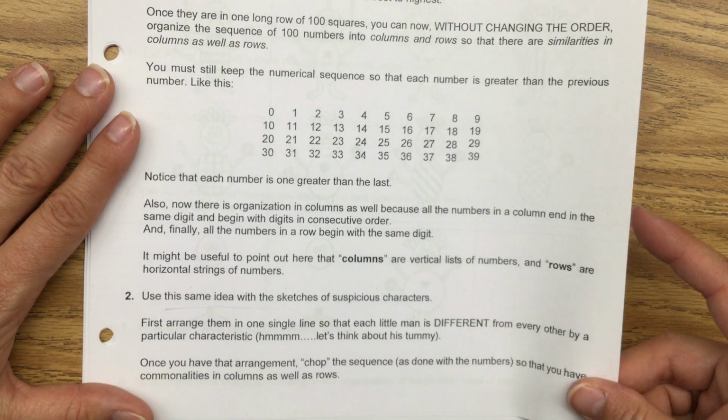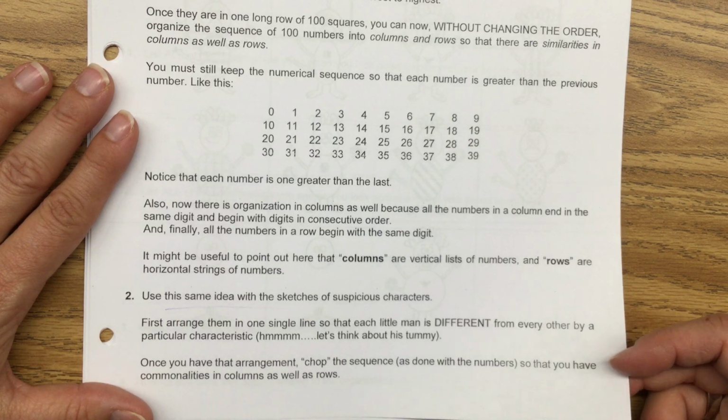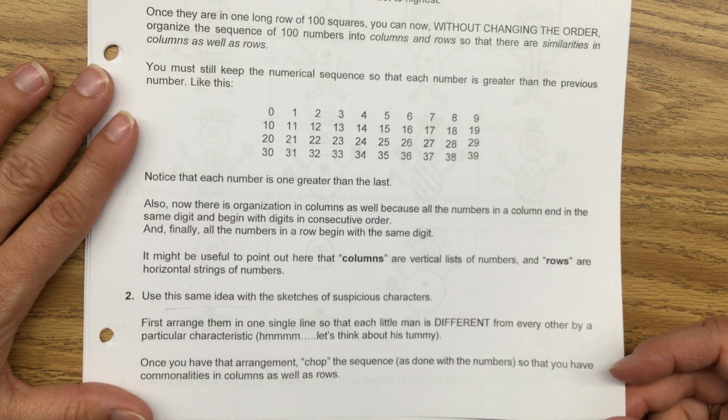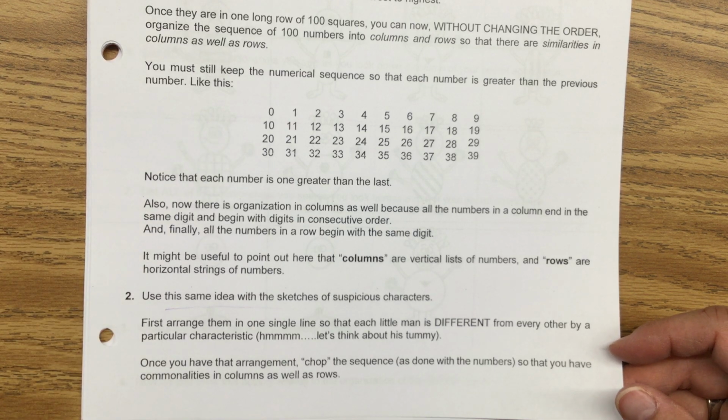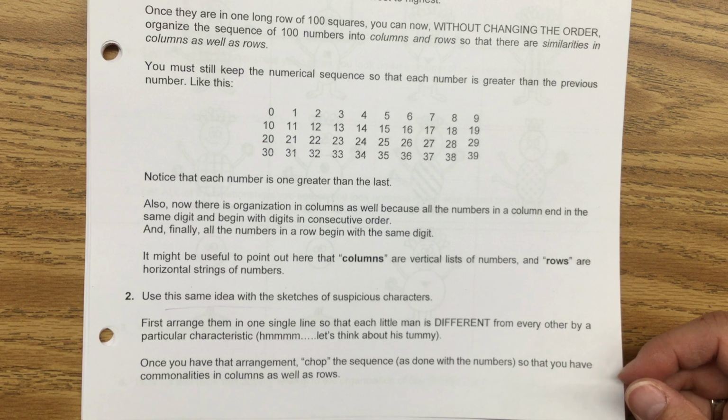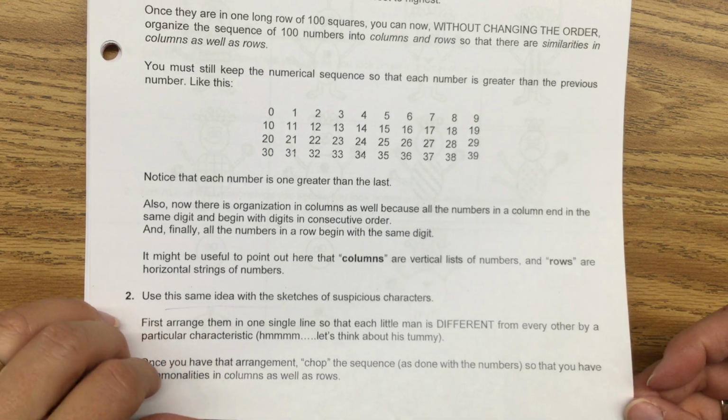First, arrange them in one single line so that each little man is different from every other by a particular characteristic. Let's think about his tummy. Once you have that arrangement, chop the sequence as done with the numbers so that you have commonalities in columns as well as rows.